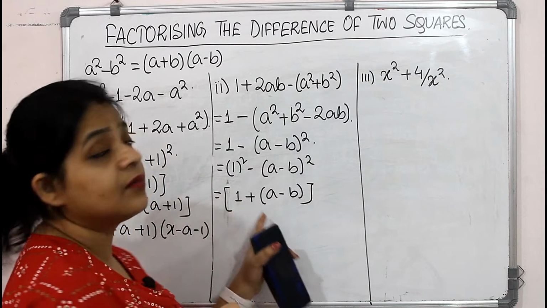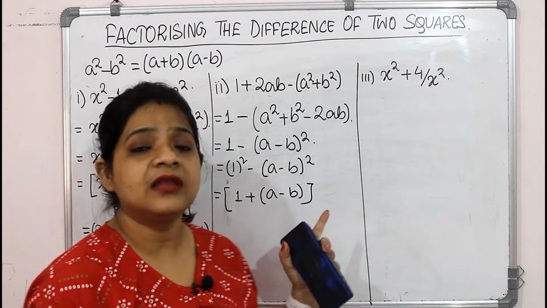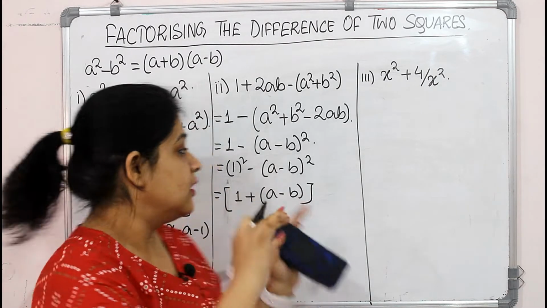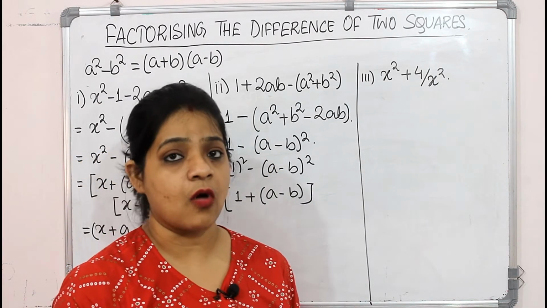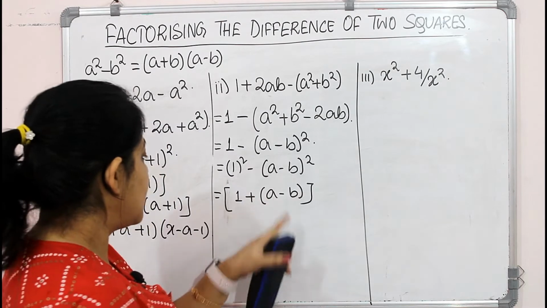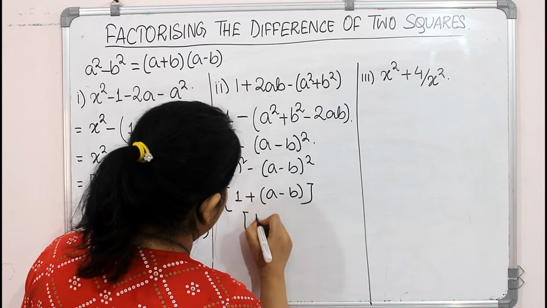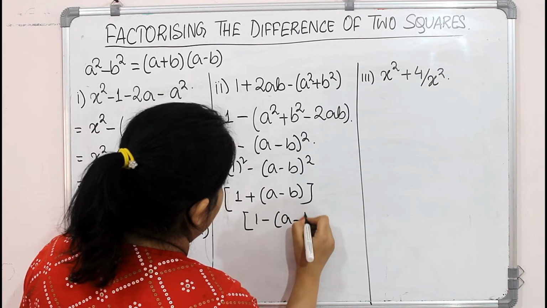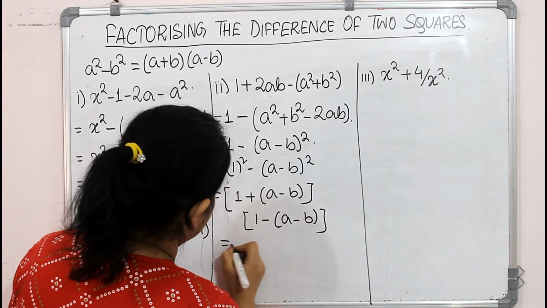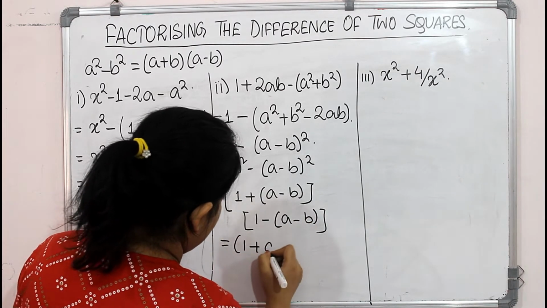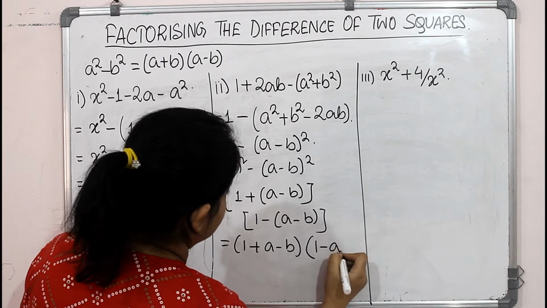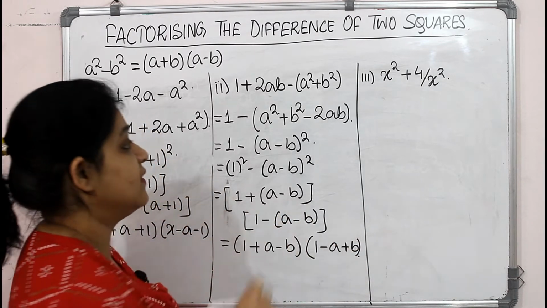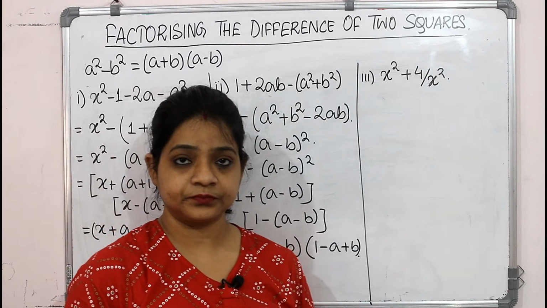If you give the third bracket, you will not make any mistakes, because after that you remove the bracket and take the sign as common. So 1 plus a minus b, and this one will be 1 minus a minus b. So this you can write as 1 plus a minus b, and the rest you can write as 1 minus a plus b, is the final answer.